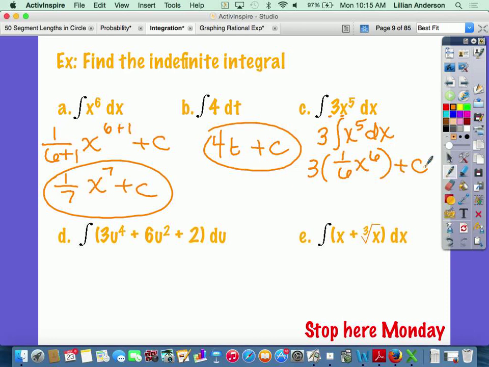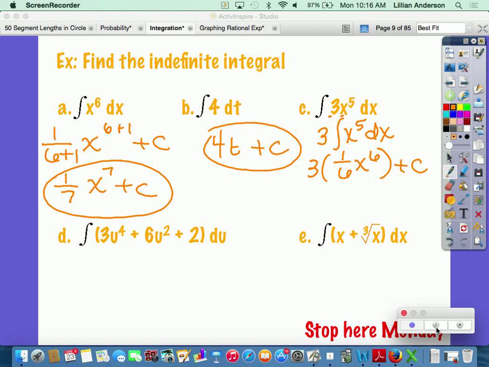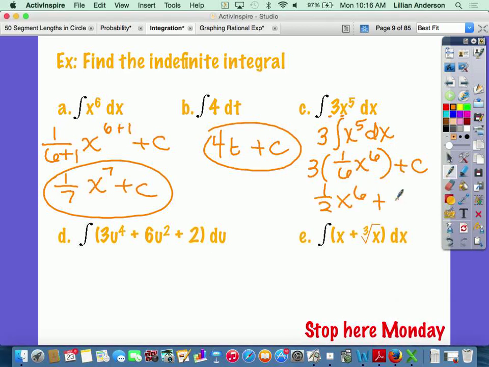Yes? I wouldn't say that. But I mean, you would have to do it like in parts. Like you take this first and then you would have to distribute the 3 over. But there isn't such a thing as a chain rule for integration. Multiply 3 by 1 sixth.